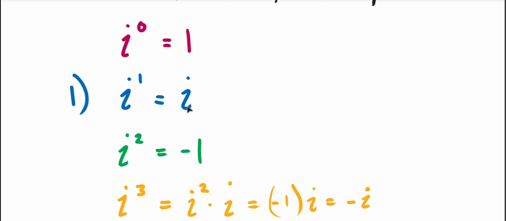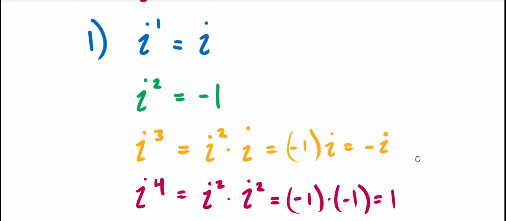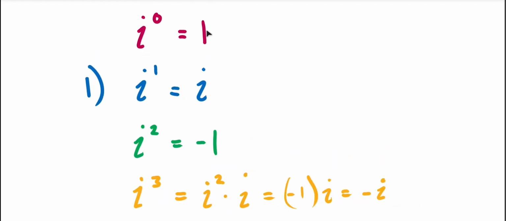Anything to the 1st power is itself. i squared is negative 1, and i to the 3rd power is i squared times i to the 1st power. i squared is minus 1, and so i times minus 1 is minus i. 4th power, well, that's just i squared times i squared, so this is minus 1 times minus 1, which is positive 1. Positive 1, we got that before.